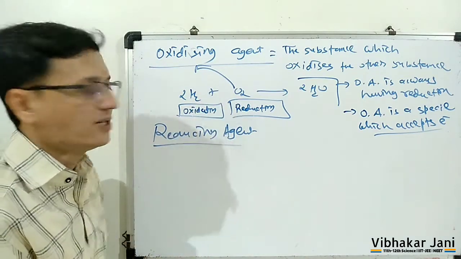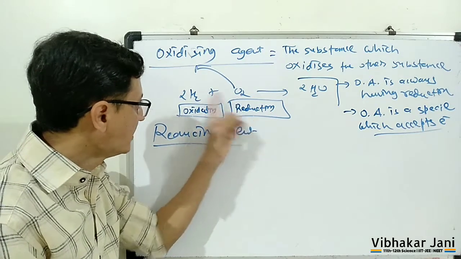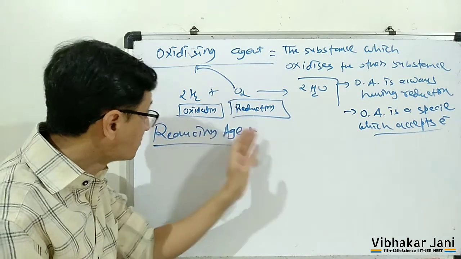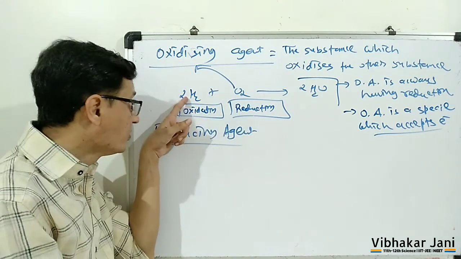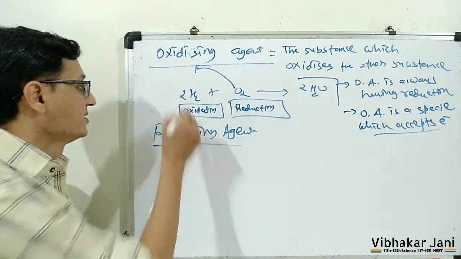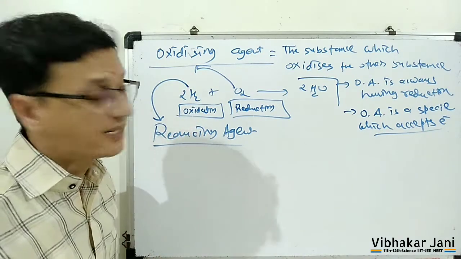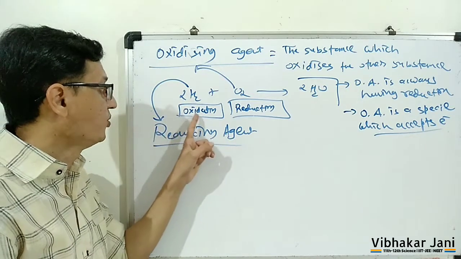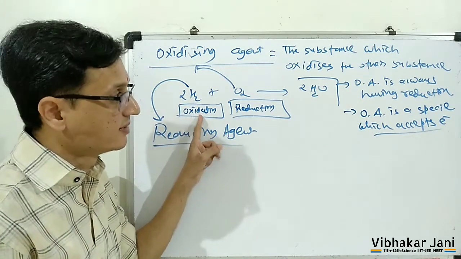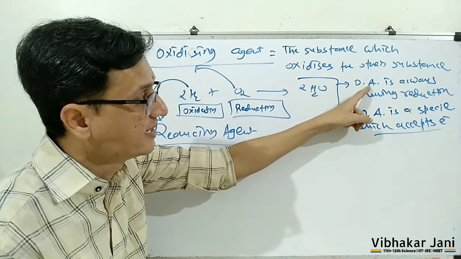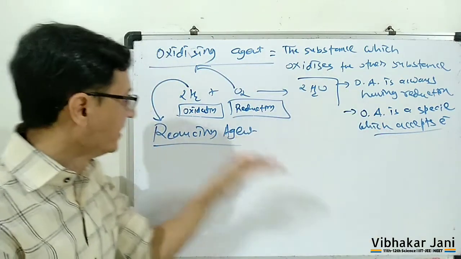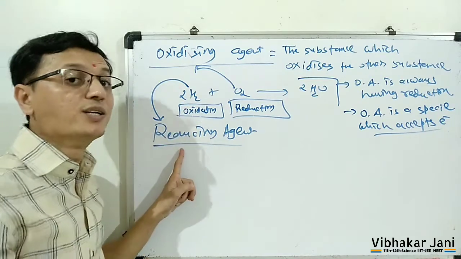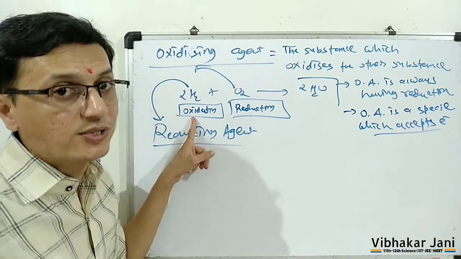Now look at this reaction. Here, oxygen is attaching with hydrogen, therefore oxygen is reduced, but oxygen is reduced by hydrogen. So hydrogen is considered as reducing agent in this reaction, and the reducing agent is always having oxidation. Oxidizing agent is always having reduction, and we can write here also a reducing agent is always having oxidation.